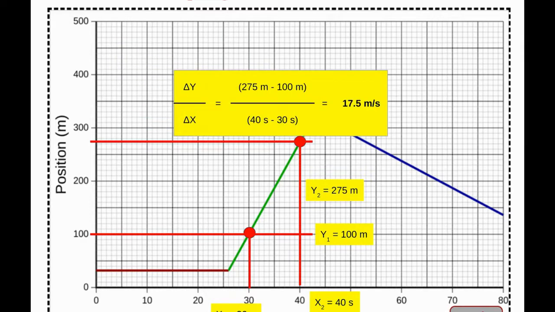So when I plug that into the slope equation, which is change in y over change in x, I get 275 minus 100 divided by 40 minus 30, which comes out to 17.5 meters per second.